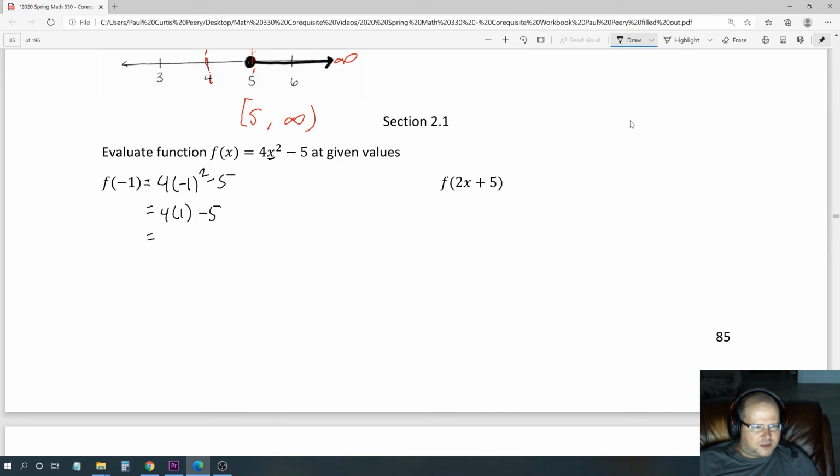Next, we're going to do the multiplication. 4 times 1 is 4. 4 minus 5 is negative 1. So we got the first one. The next one is a little uglier, but it's still the same concept: 2x plus 5. Wherever you see the x, you're plugging this in.